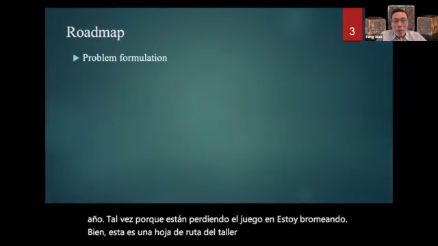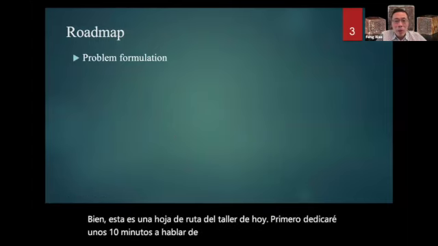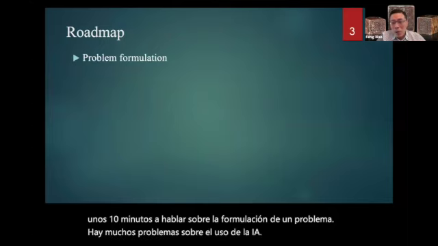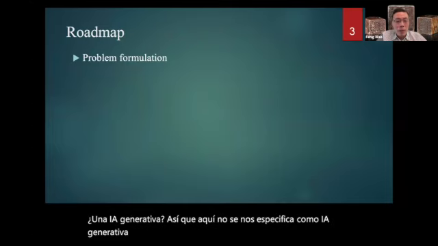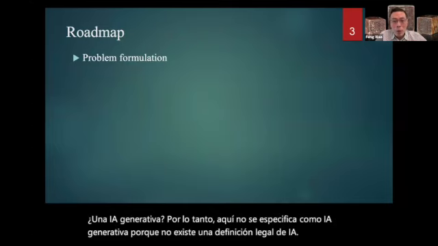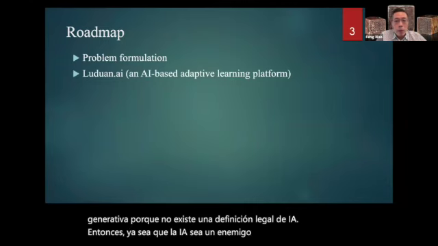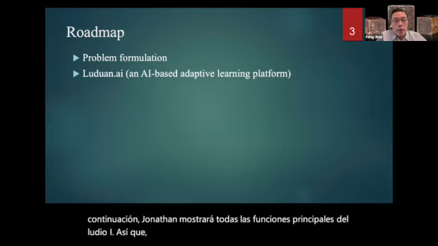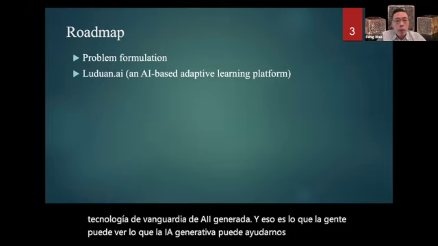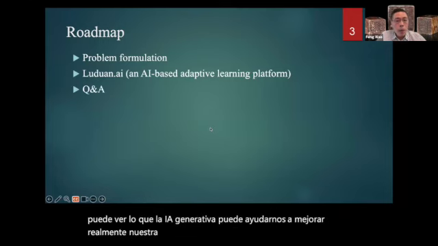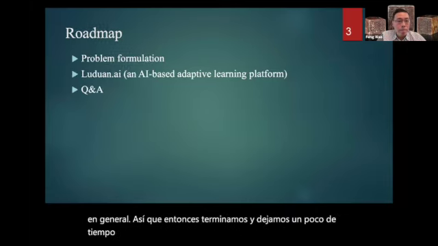Okay, so this is a roadmap of today's workshop. First, I will spend about 10 minutes talking about problem formulation. There are a lot of issues about using AI, generative AI. Here we're not specifying generative AI because there is no legal definition of AI. So whether AI is a foe or a friend. Then Jonathan will showcase all the major functions of Luduan.ai. Basically, we're using cutting edge technology of generative AI, so that people can see what generative AI can help us to actually improve our teaching and learning of foreign languages in general. Then I will wrap up and leave some time to take questions from the audience.